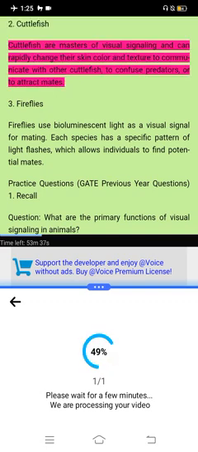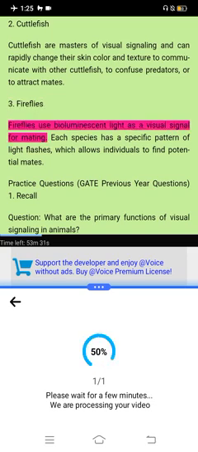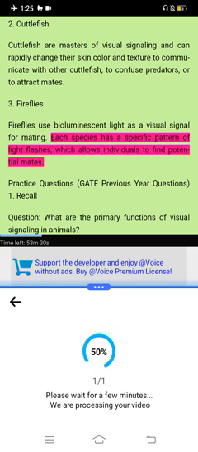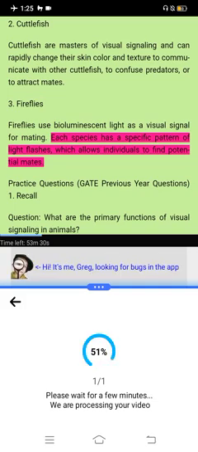Cuttlefish are masters of visual signaling and can rapidly change their skin color and texture to communicate with other cuttlefish, to confuse predators, or to attract mates. 3. Fireflies. Fireflies use bioluminescent light as a visual signal for mating. Each species has a specific pattern of light flashes, which allows individuals to find potential mates.